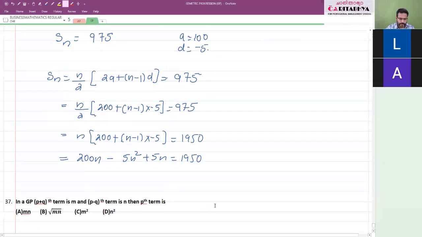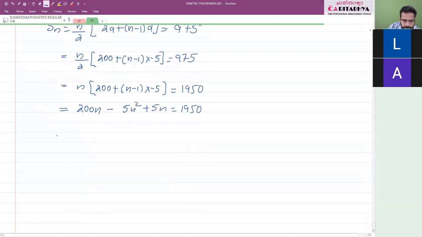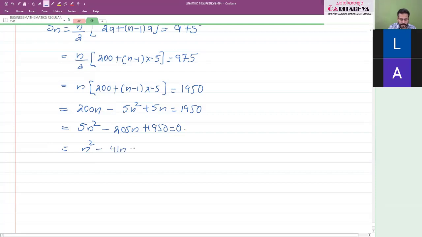Okay. So in a quadratic equation, this can be written as 5n square minus 205n plus 1950 equal to 0. So dividing by 5, n square minus 41n plus 390 equal to 0.